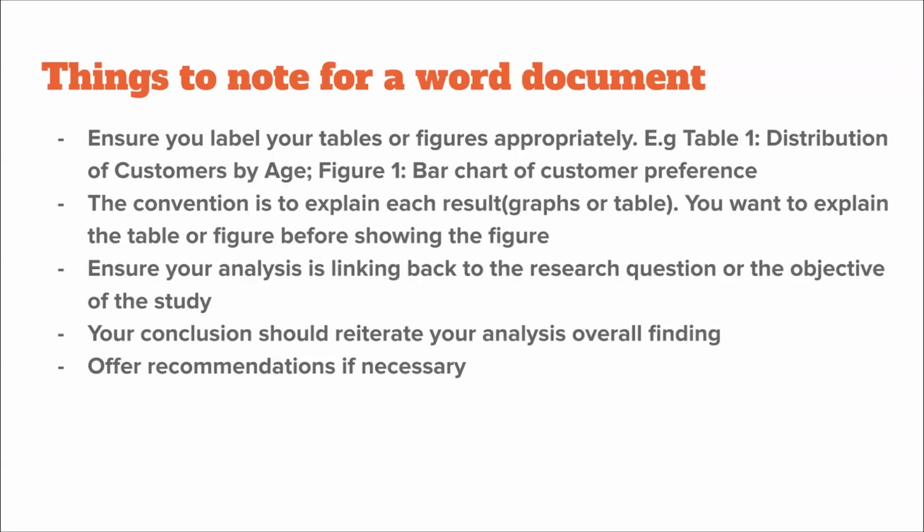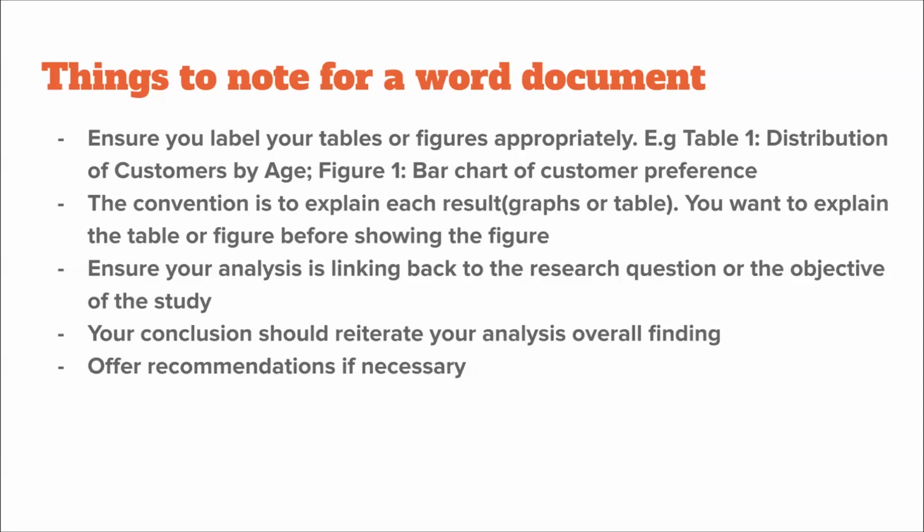However, some people will put the table first and explain the results under the table. But the usual convention is to explain the table, then show the table. So you can say something like, Table 1 below shows ABC, then somebody goes ahead to look at the table you're talking about.